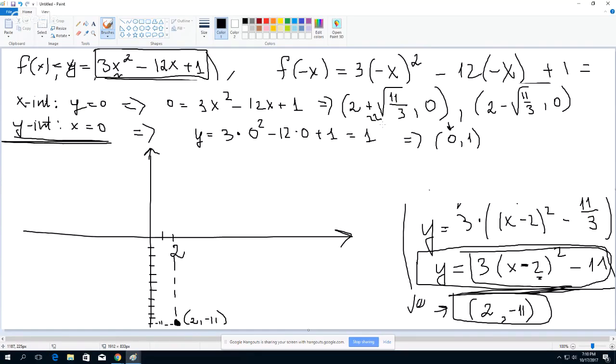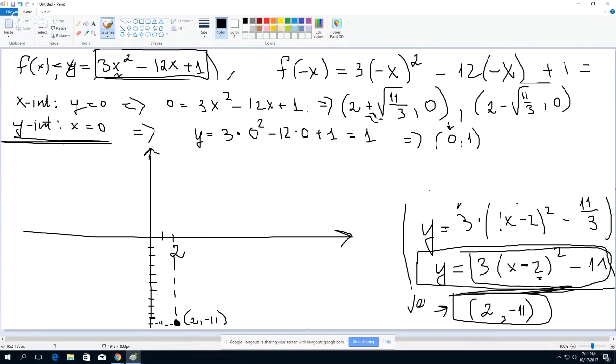So let's calculate in the calculator the square root of 11 over 3, and then plus 2. What did you get for 2 plus the square root of 11 over 3? I put in an extra number. 3.9? Yes, exactly. That's what I got. So about 4. And that's the x-intercept?